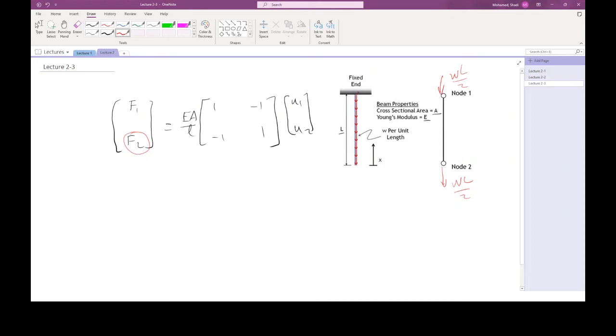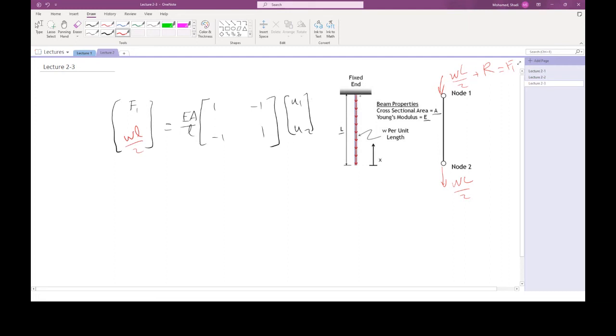Now, when you look into F1, F1 is not only WL divided by 2. Remember, you have a reaction in there as well. So it is actually WL over 2 plus the reaction, whatever the reaction is. At this stage we still don't know the reaction, but we know it is going to be added on top of this WL over 2. So I'm going to consider F1 to be unknown and replace F2 with WL over 2. So this is WL over 2, and this is the system to solve.